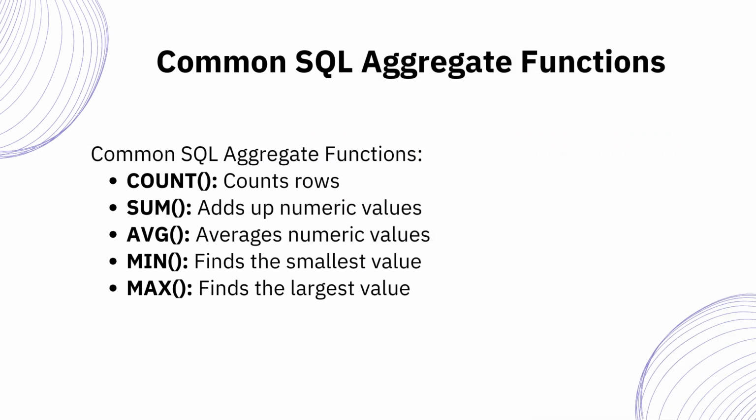SQL provides several built-in aggregate functions that allow you to perform calculations on a group of rows. The most commonly used aggregate functions include COUNT, counts the number of rows; SUM, adds up numeric values; AVERAGE, calculates the average value; MIN, finds the minimum value; MAX, finds the maximum value. These functions can be used in combination with the GROUP BY clause to summarize data effectively.